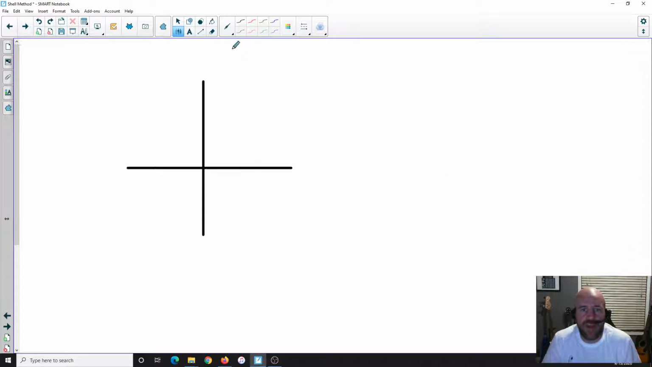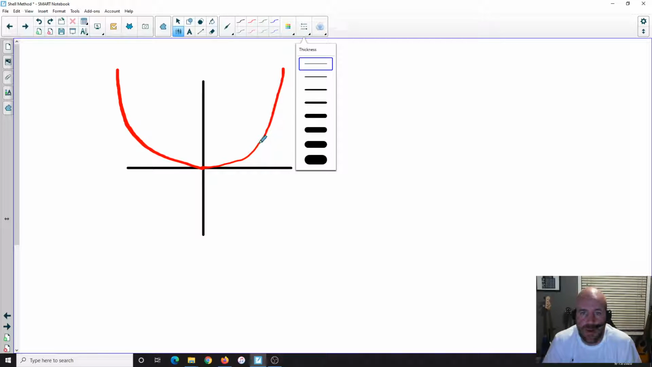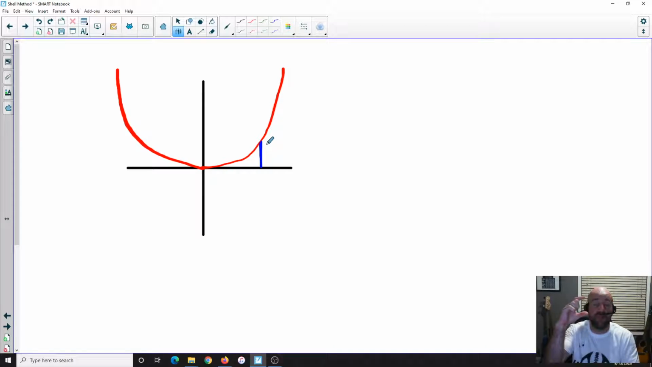So what I want to look at is given some function, let's call it x squared. So if I took a line right here, so we know if I go from the x-axis to the function, that's just the function height. I'm going to take that and I'm going to rotate it around the y-axis. So we are perpendicular. Here's the y-axis, and I'm rotating this line around the axis here.